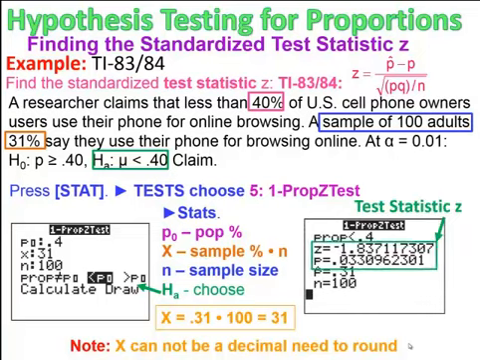So our test statistic is that Z value of negative 1.837, or negative 1.84 rounded. And then it also gives us our p-value. So this is how you find your test statistic.